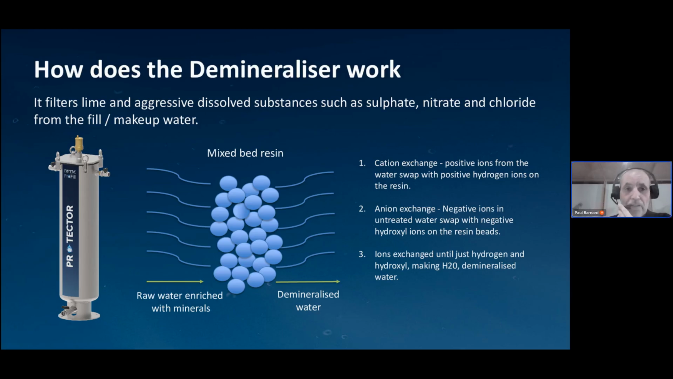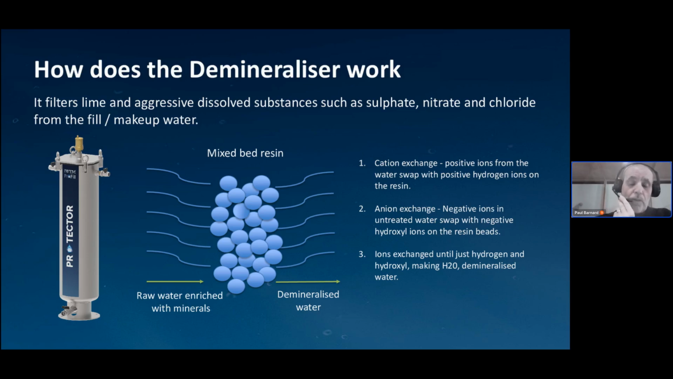So just a quick word about how those two bits of equipment work. The demineralizing unit is made up of a mixed resin bed, so it applies the science of ion exchange resin. Your raw water, any makeup or fill water to a network, is passed through this resin bed, and this resin bed strips out all your salts, limes, chlorides, minerals, sulfates, nitrates, and replaces them with hydrogen and hydroxyl ions. It also takes the dissolved carbon dioxide out of the water, which when left in can become carbonic acid and drag pH down.